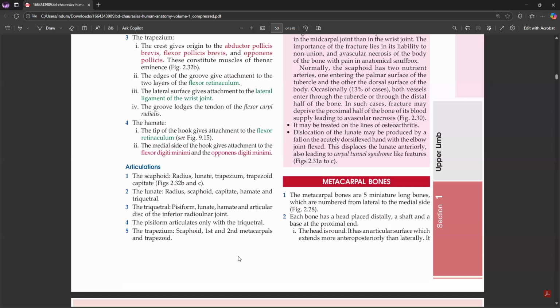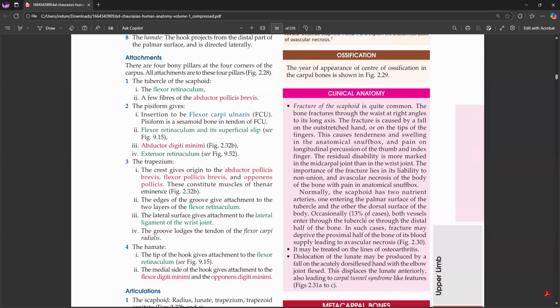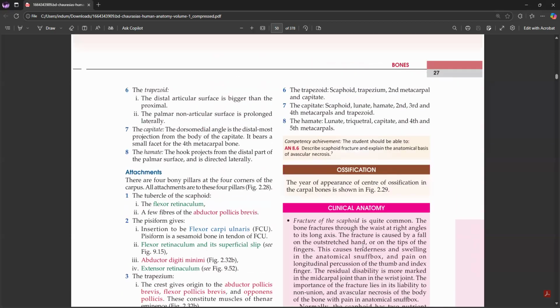The trapezium. Scaphoid, first and second metacarpals, and trapezoid. The trapezoid. Scaphoid, trapezium, second metacarpal, and capitate. The capitate.